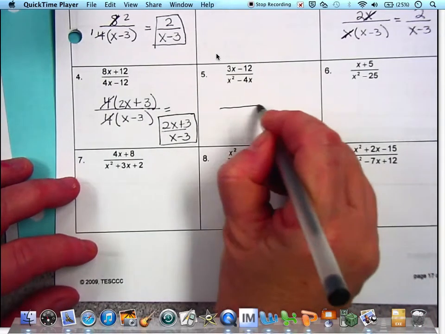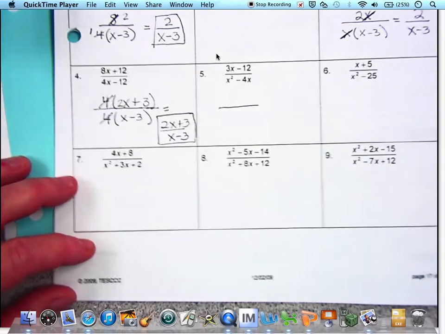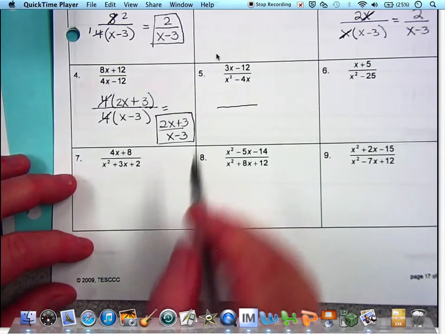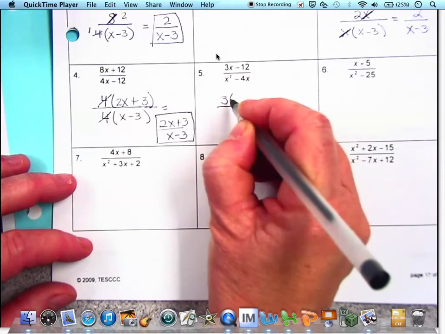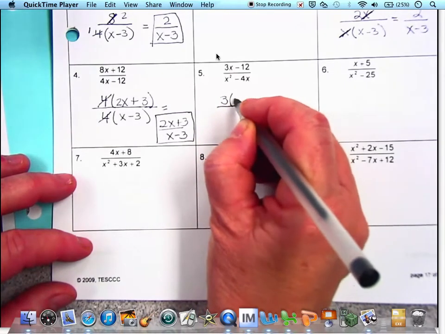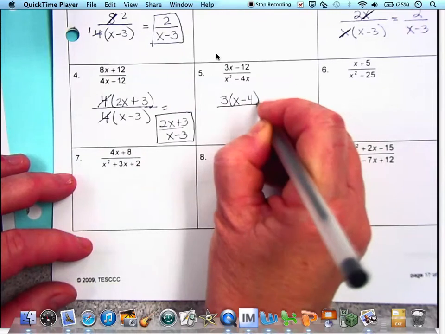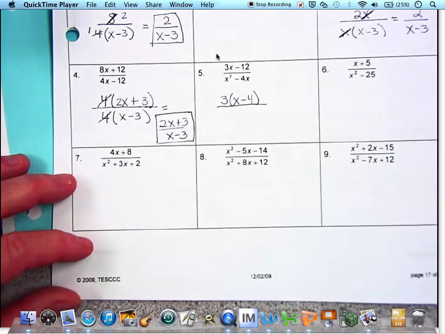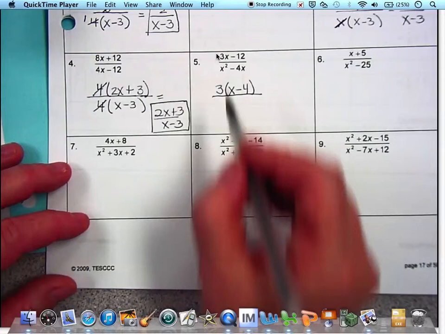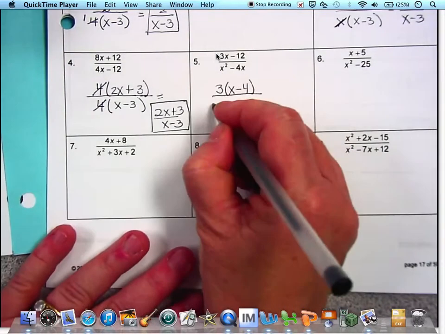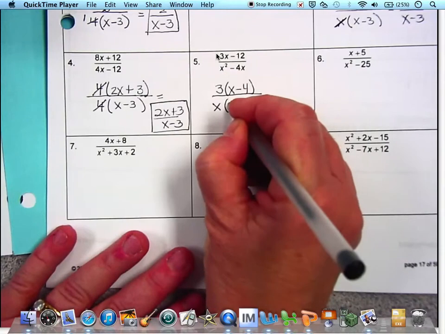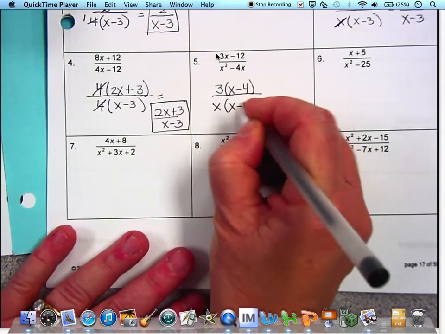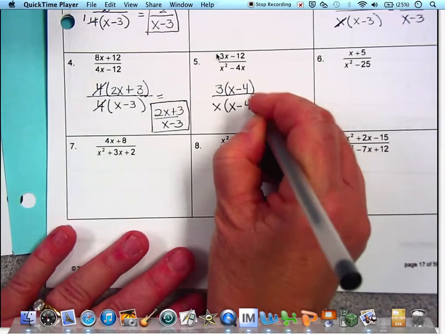Okay. All right, let's factor the numerator in number 5. What is common in 3x and 12? So 3 times x minus 4. Julian, you with us? Factor in x. Okay, what's common down here in the bottom? An x. So x parentheses, x times what gives you x squared? x. Minus x times what gives you 4x? 4.